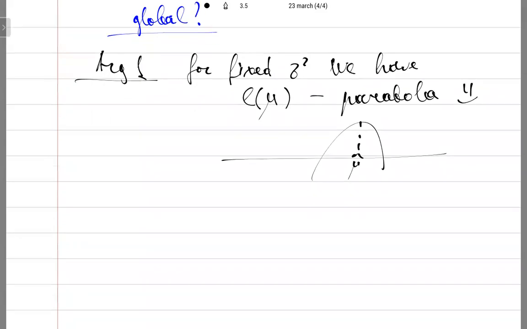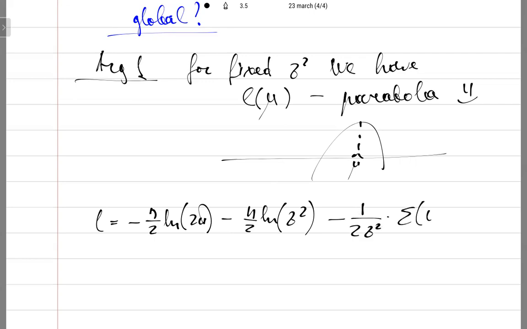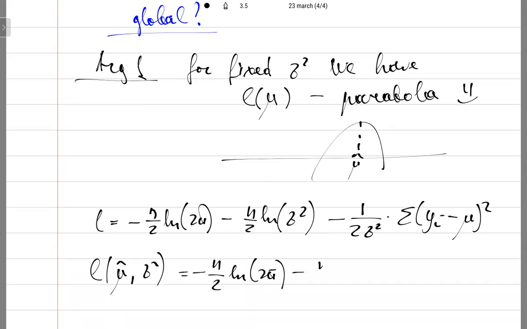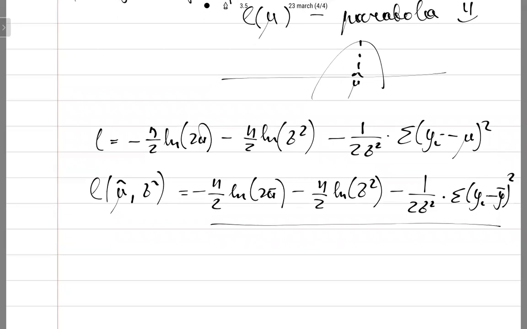And then if you look at the function once again: minus n over 2 ln of 2 pi, minus n over 2 ln of sigma squared, minus 1 over 2 sigma squared times the sum of (y minus mu) squared. When we have obtained mu hat, we have L of mu hat, sigma: minus n over 2 ln 2 pi, minus n over 2 ln sigma squared, minus 1 over 2 sigma squared times the sum of (y minus y bar) squared. And then this function depends only on sigma squared.